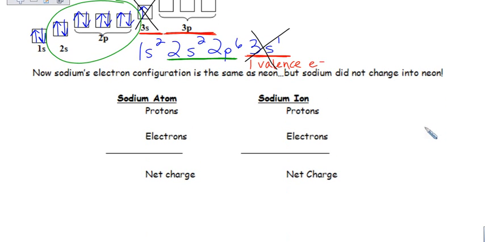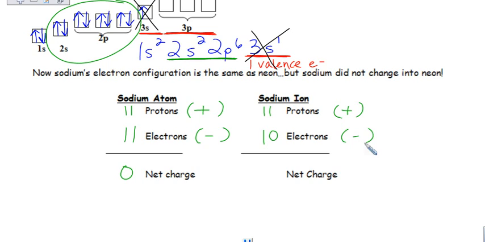The original sodium atom is number 11. So there's 11 protons. The protons are positive. And 11 electrons, which are obviously negative, for overall no charge. The sodium atom is neutral. When we form an ion, we're not changing the nucleus. So there are still 11 protons, which are still positive. However, we're down 1 electron. We lost 1. Now we only have 10. 10 negative electrons. So if we add this up, we have a charge of +1.